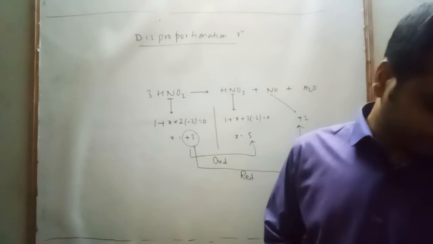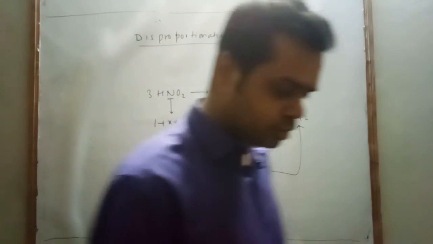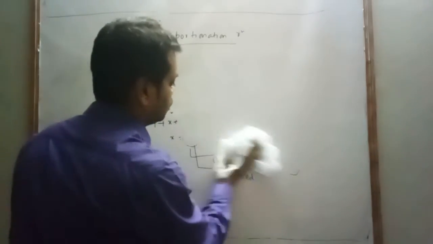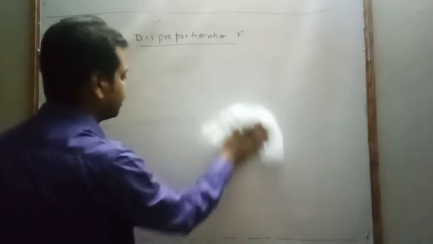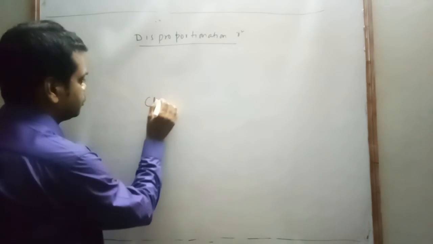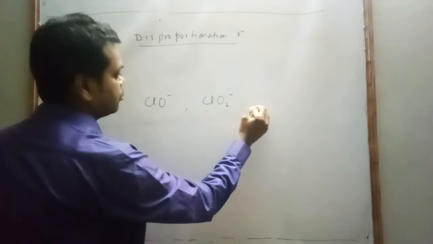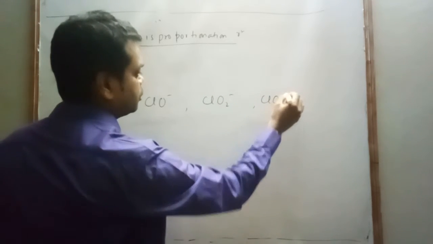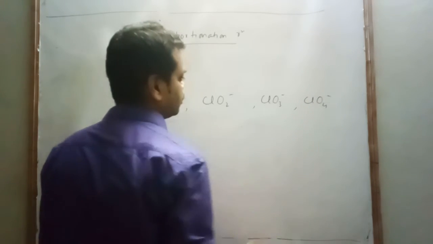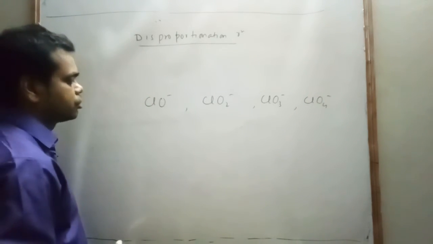Now if you take examples like that, some MCQ question may come, for instance if we have ClO-, ClO2-, ClO3- and ClO4-. The question asked is, which one does not undergo a disproportionation reaction?